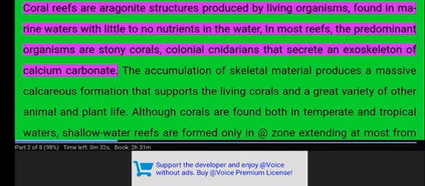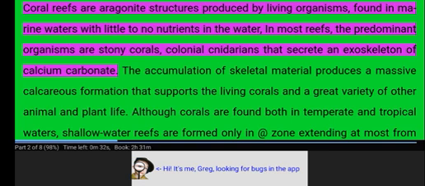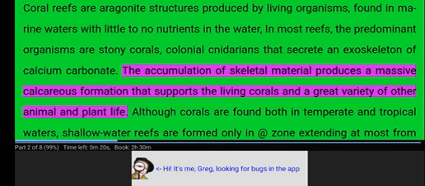Coral reefs are aragonite structures produced by living organisms, found in marine waters with little to no nutrients in the water. In most reefs, the predominant organisms are stony corals, colonial cnidarians that secrete an exoskeleton of calcium carbonate. The accumulation of skeletal material produces a massive calcareous formation that supports the living corals and a great variety of other animal and plant life.